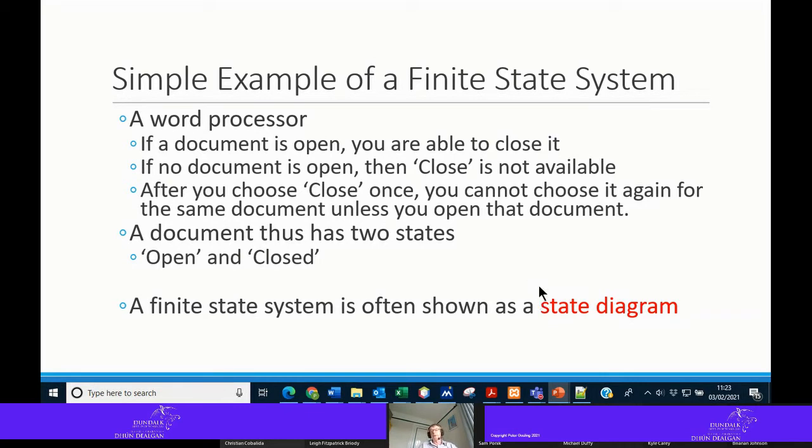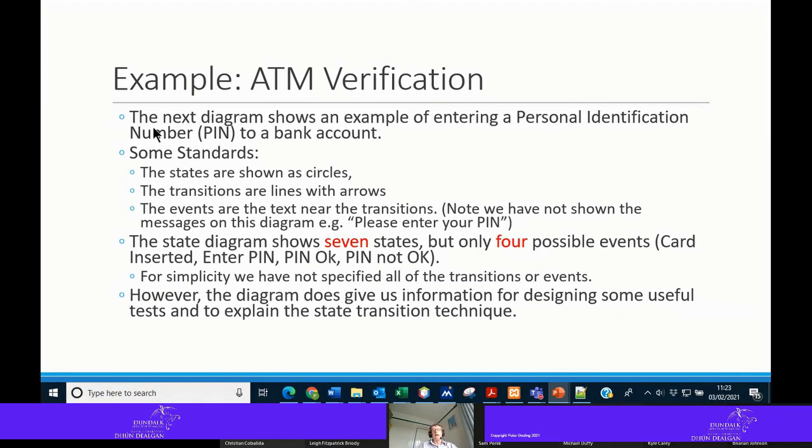So the finite state machine is also shown as a state diagram. We go through an example here of an ATM verification where we're entering our PIN number for the bank account. The states are shown as circles. Again, this is an important part of this whole process, so that we can look at a diagram and understand what's going on, we need to have uniformity between what we're looking at and what somebody else has written. So states are shown as circles. Transitions are shown as lines with arrows, and the arrow is indicating the transition process.